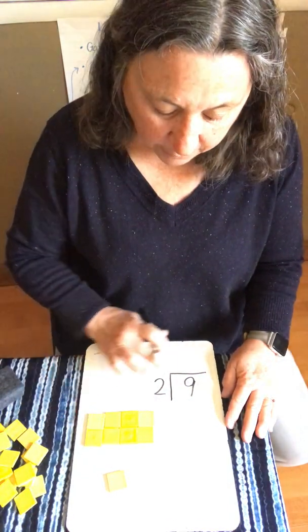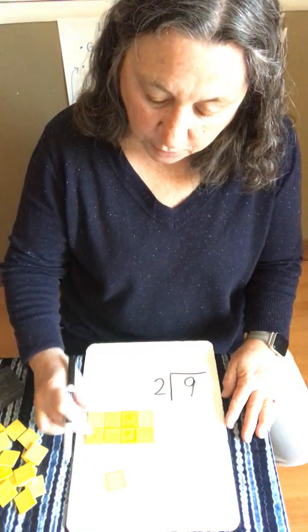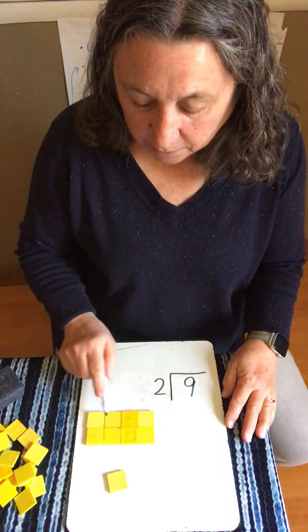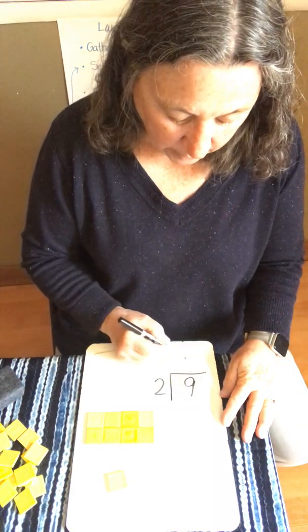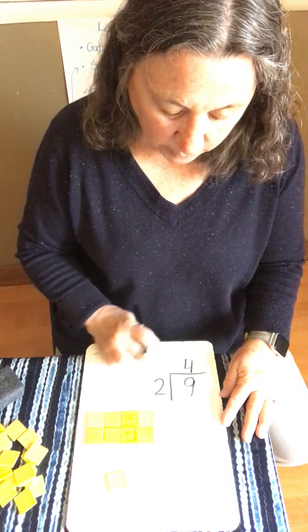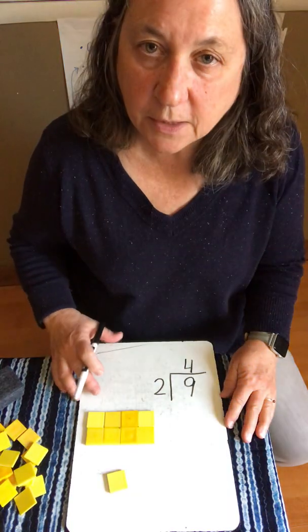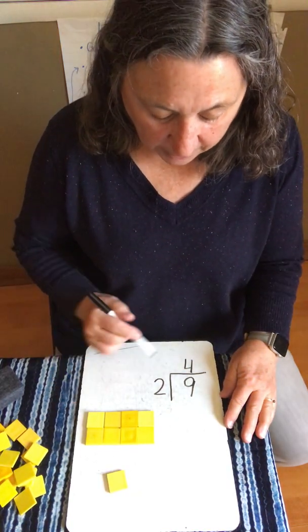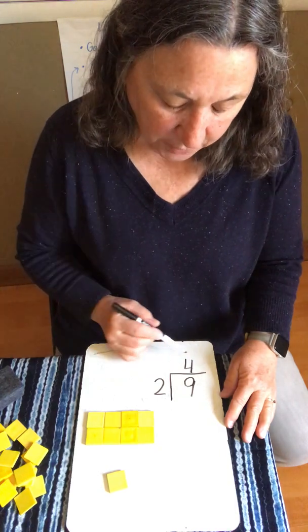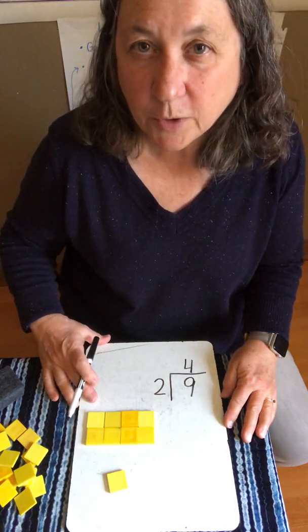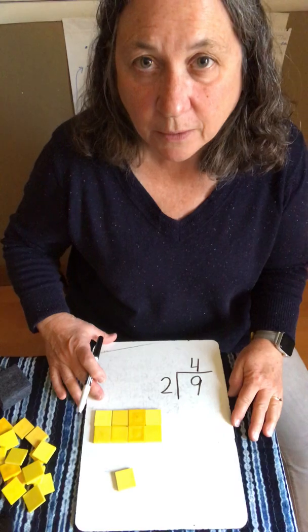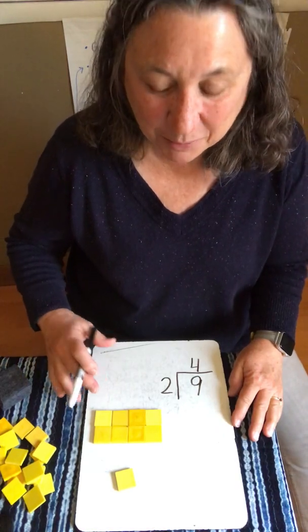So if I have 9 tiles and I make 2 rows, how many are in each row? 1, 2, 3, 4. 2 times 4. So to show how many are left over, I could just write leftover 1 over here, or I can do something else, which gets us ready for longer division. Sorry about that, I hit the tripod with my foot.